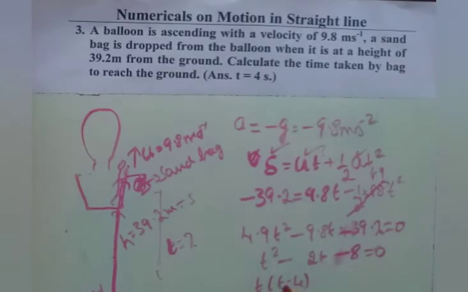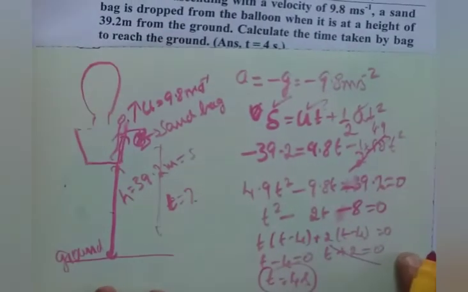The factors are 4 and 2, so plus 2 into t minus 4 you can write equals 0. So t minus 4 equals 0, t plus 2 equals 0. Time cannot be negative, so this cannot be applied. t equals 4 seconds. This is the answer. I'll show you this, just observe.